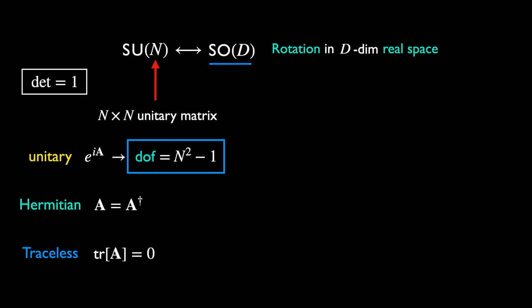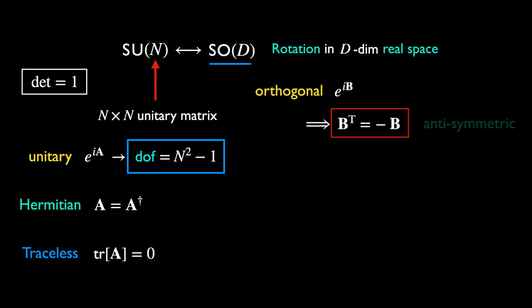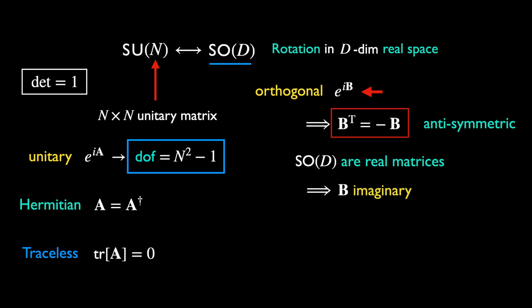Now for SOD. For better comparison, let's also express this in the exponential form with generator B. But since this generates orthogonal matrices, it is an anti-symmetric matrix. Again, because the determinant of the matrices it generates is 1, B is traceless. And because the vectors they are rotating are real, SOD are real matrices, this makes B imaginary. So B is actually also a Hermitian matrix.